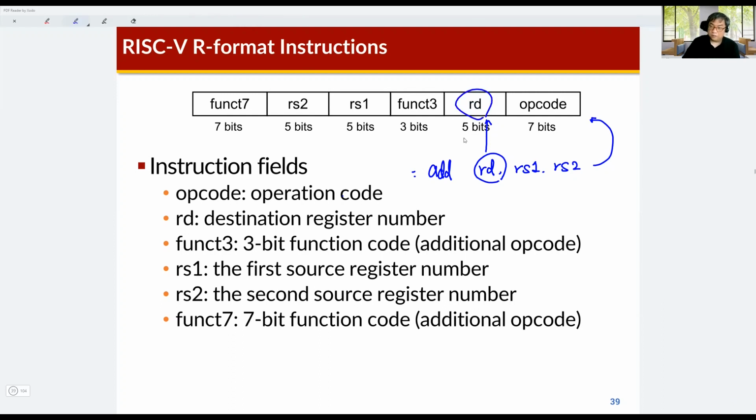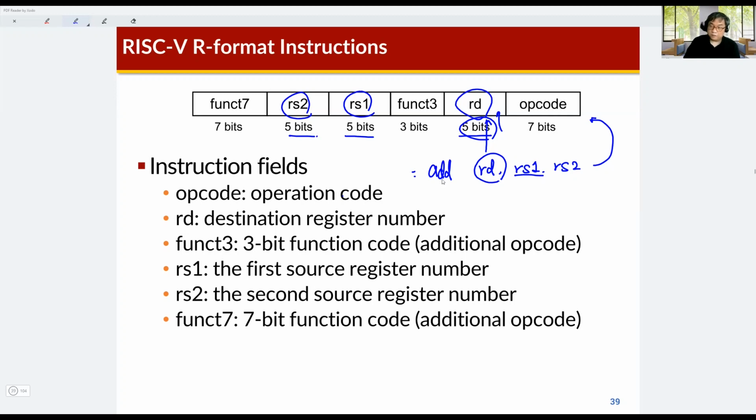The RD field is here, and 5 bits are assigned for this RD field. And the RS1, how about the RS1? RS1 is here, and RS2 is here. RS1 and RS2 also have 5-bit width because there are 32 general purpose registers.